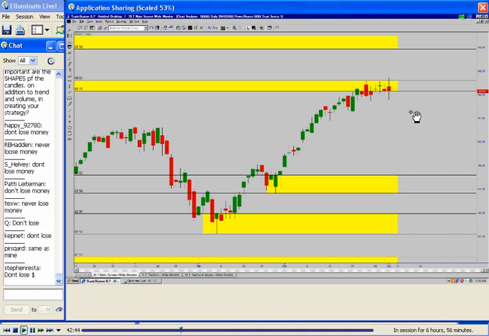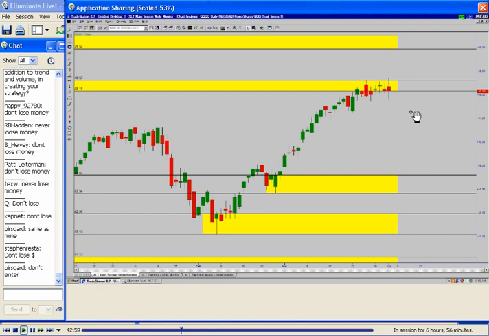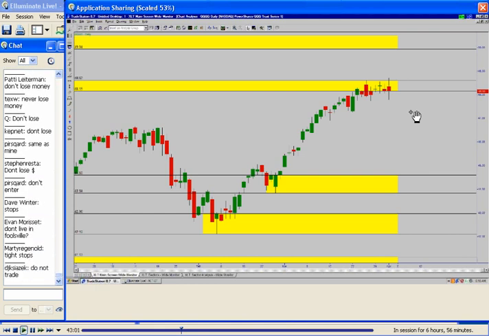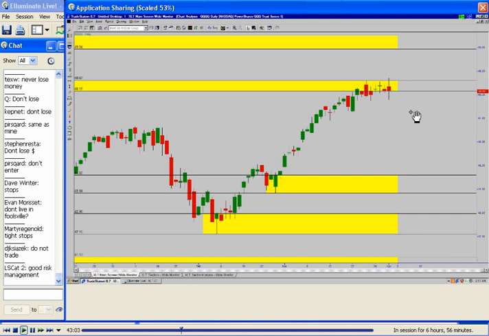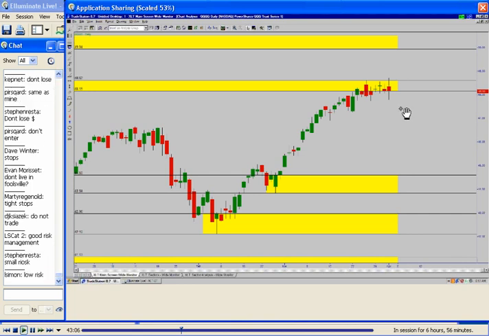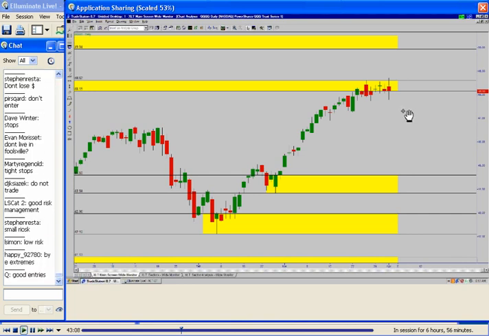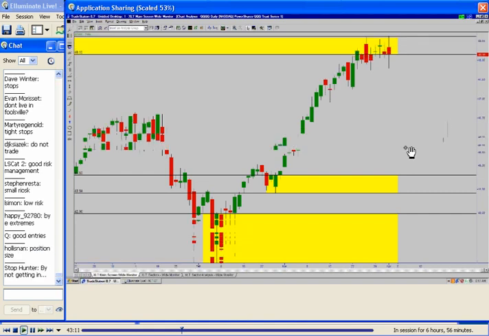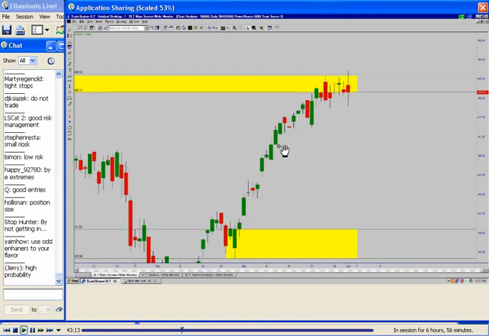Now, every book that you read is going to tell you that. Don't lose money. Every magazine article, don't lose money. But how? How do you not lose money? That's the important question, right? How do you actually do that? Give me some examples. How do you not lose money in a trade? Stops, for one thing, very good. Good risk management. Small risk, low risk, good entries, absolutely. A lot of people don't think about that. Q's right, your good entries.